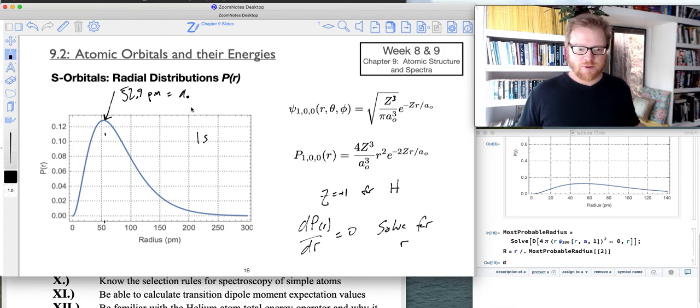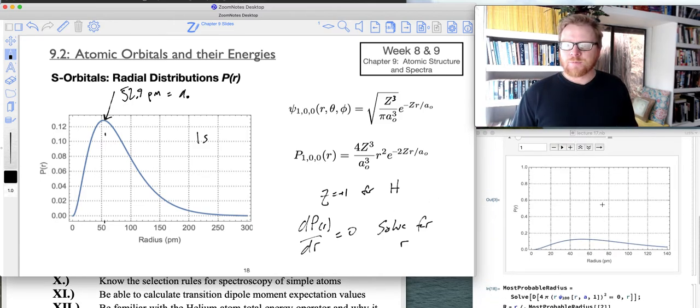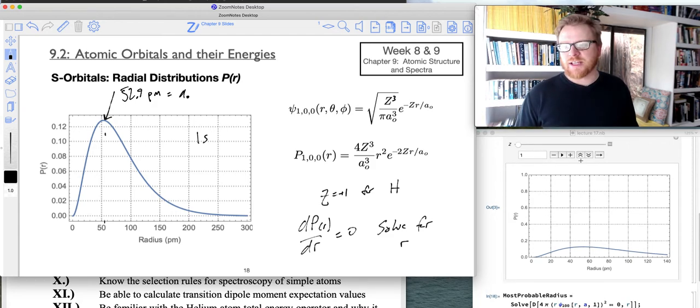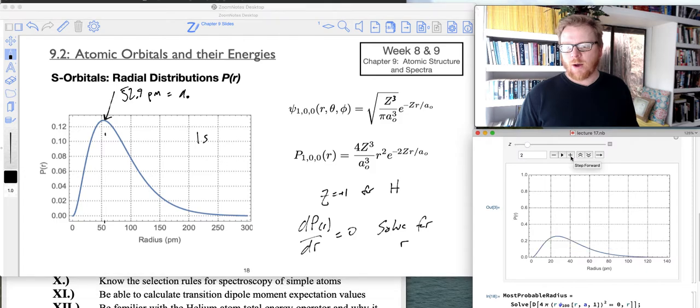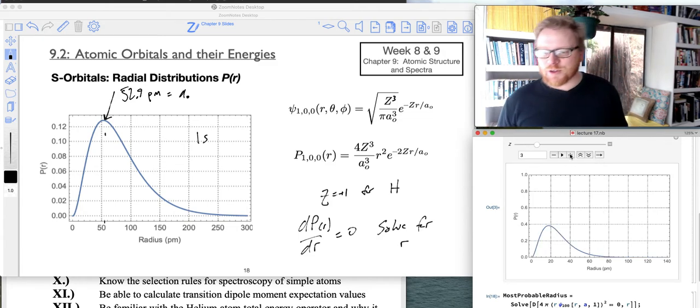And the most probable radius for finding the 1s electron in hydrogen is the Bohr radius. Very cool stuff. Okay. So now what happens when we change the charge, the internuclear charge? What effect does that have? We're still just looking at psi 1,0,0, so 1s. But suppose we change the charge to z = +2. Check out what happens. Ooh, look, it moved closer to the nucleus. And if I go to z = +3, it moves even closer to the nucleus.